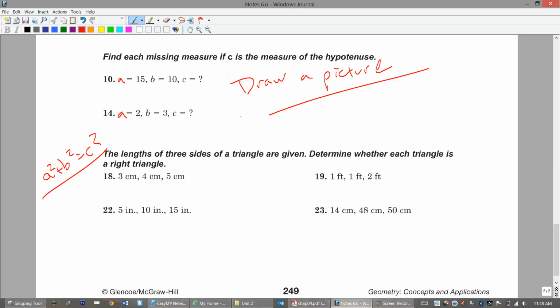Cool? But the one question that we have to ask, how do we know which one we should put in for c? The largest one on all four of them. Yeah. Put the largest side in for c, okay? Because the hypotenuse is always the largest side if it's a hypotenuse. Does that make sense? Okay.